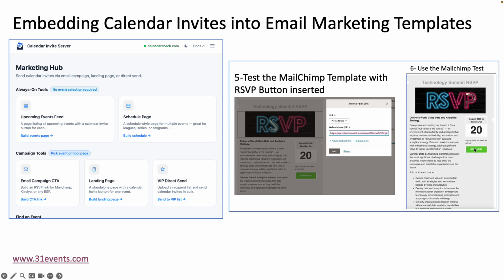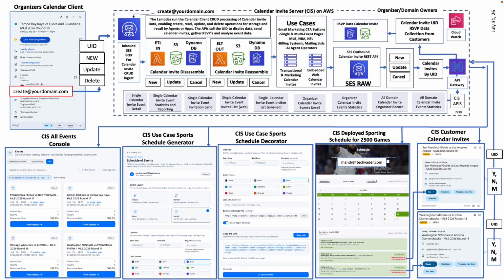So that's going to be a wrap up for a quick discussion of the Calendar Invite server on AWS. If you need to know anything more, please reach out to us at 31events.com. There's a web form there and an AI agent that can help you all.